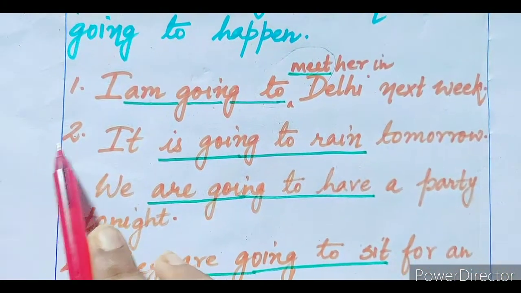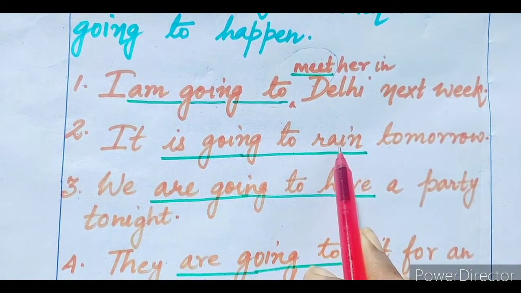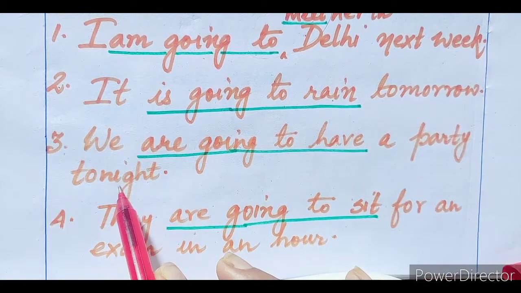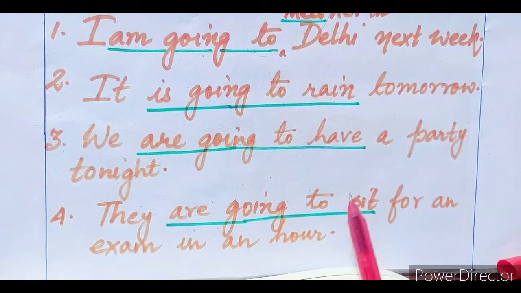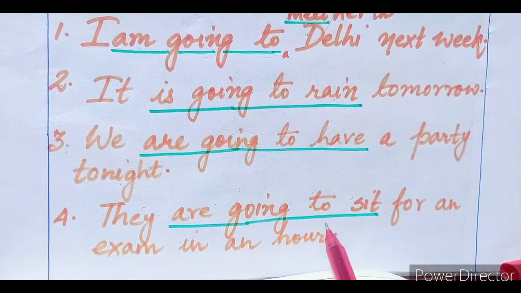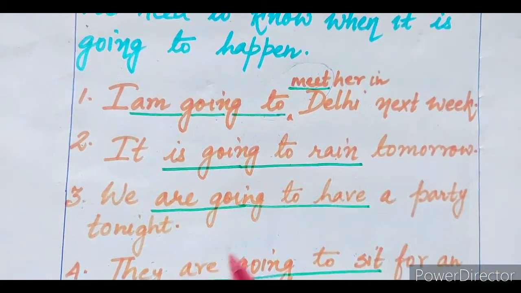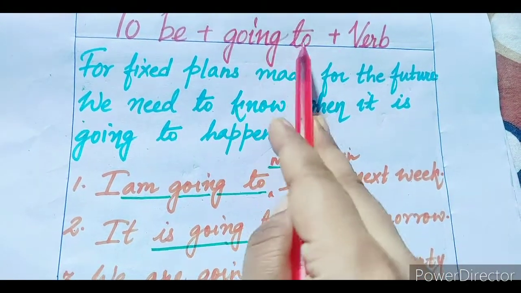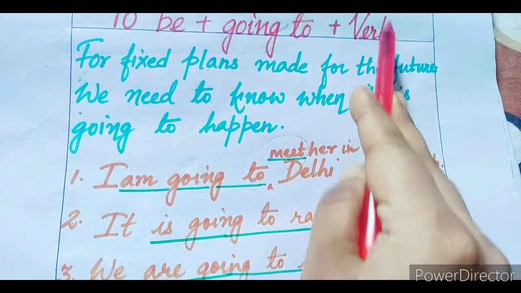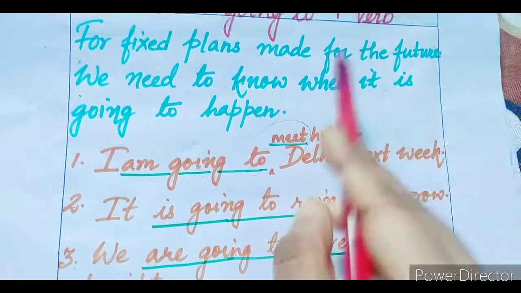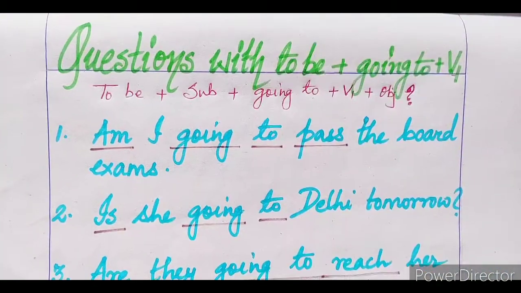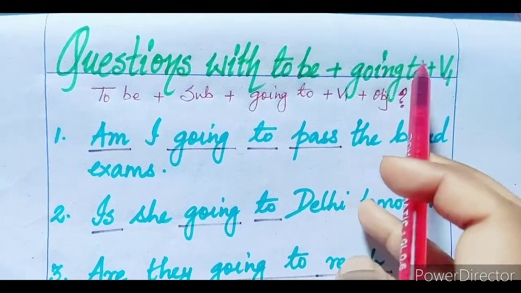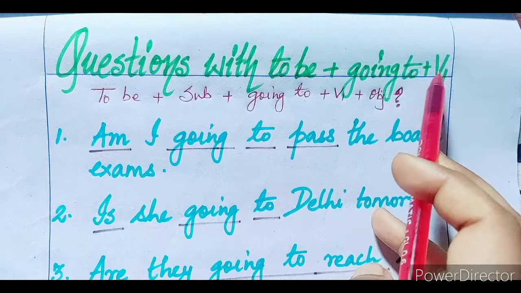Alright, the second example, it is going to rain tomorrow. Third, we are going to have a party tonight. Fourth, they are going to sit for an exam in an hour. So if you see in all these sentences, we are using to be plus going to plus the verb form 1, or the base form of the verb. Understood? So now let us see how to frame questions with to be plus going to plus the verb form 1, or the base form of the verb.